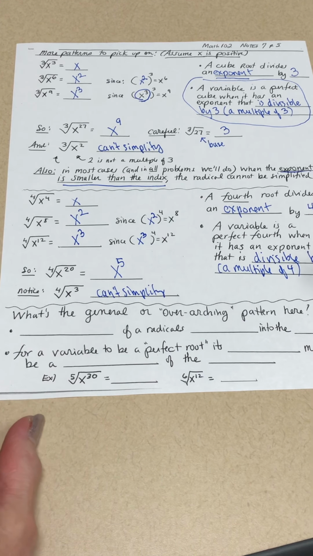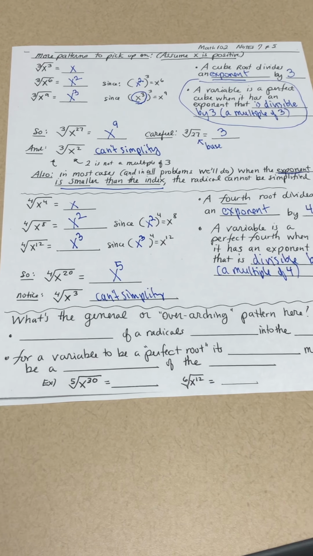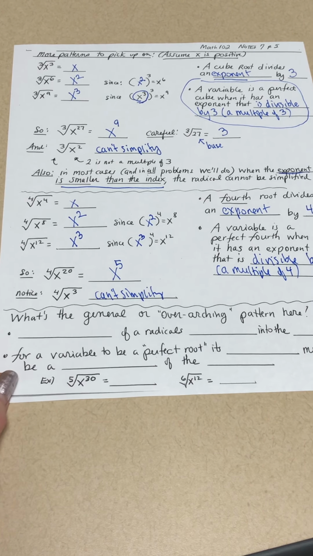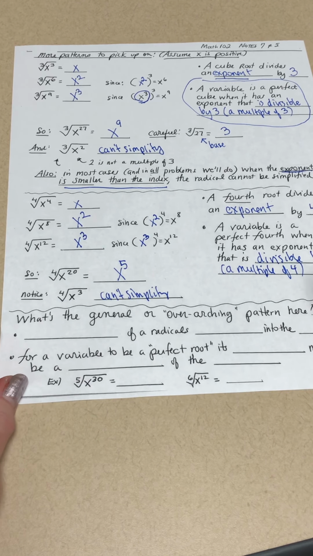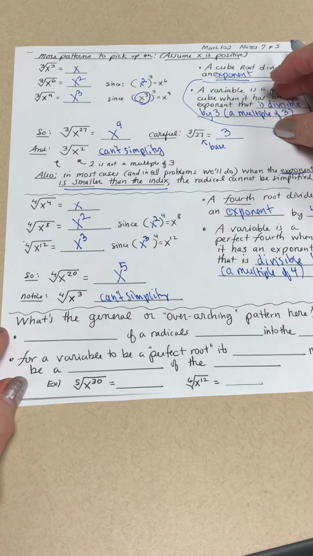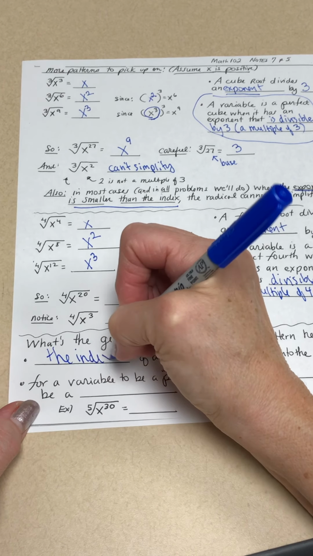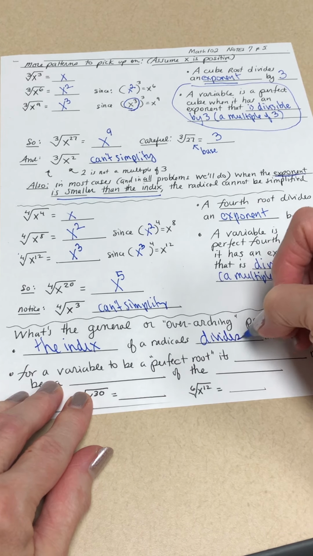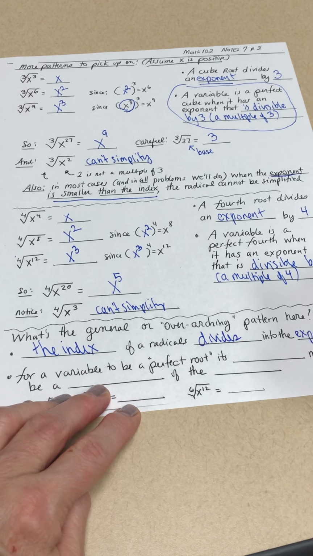All right. Now, there is an overarching pattern. I don't want to do 5th roots, 6th roots, 7th roots, 8th roots. There's an overarching pattern. Didn't we always take the index and divide it into the exponent? The index divided into the exponent. So that's the pattern. The index of the radical divides into the exponent.